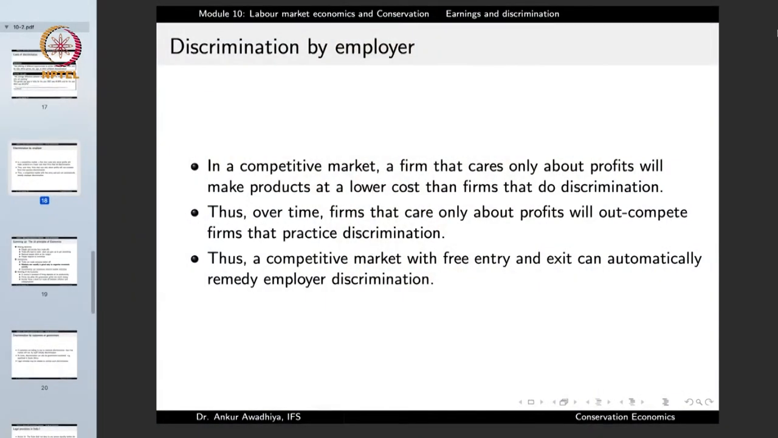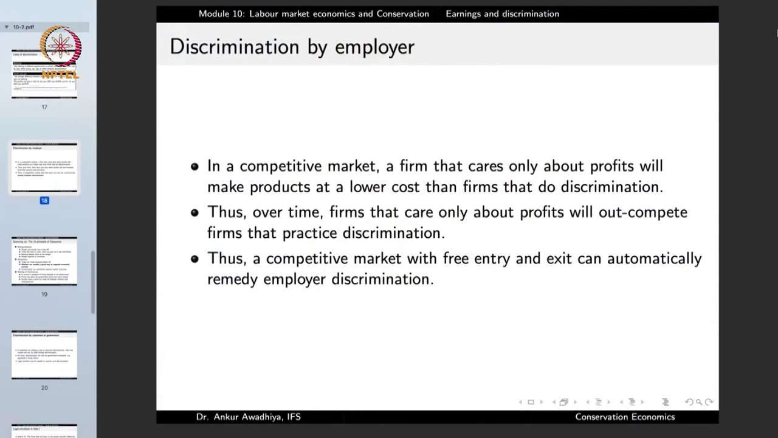Whereas another firm that is not discriminating and is looking only for profits will be hiring the best workers. And in that case, the firm that is not doing the discrimination will end up producing the goods at a lower cost, which would mean that in the medium or the long term, this firm that is not doing discrimination will gain a larger share in the market because they are producing the goods at the lowest cost. And we have seen before that in the case of a competitive market, the firms that produce good quality products at the least possible price are the firms that get the orders. So over time, the firms that care only about profits will outcompete the firms that practice discrimination.